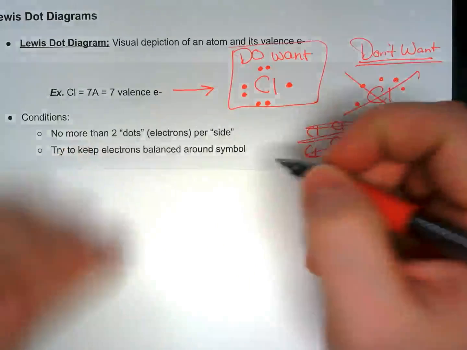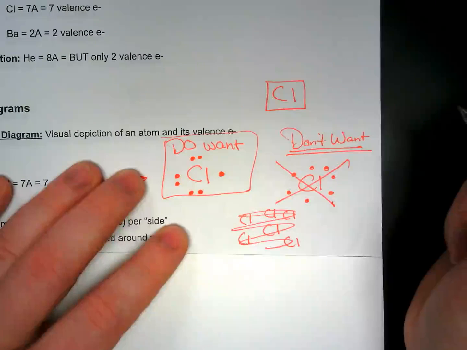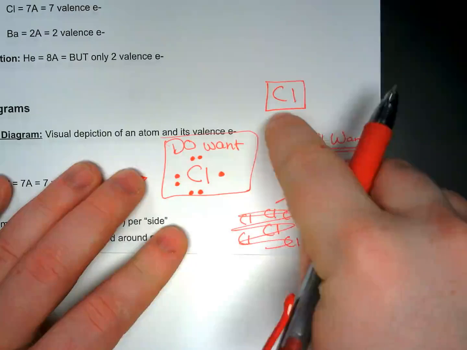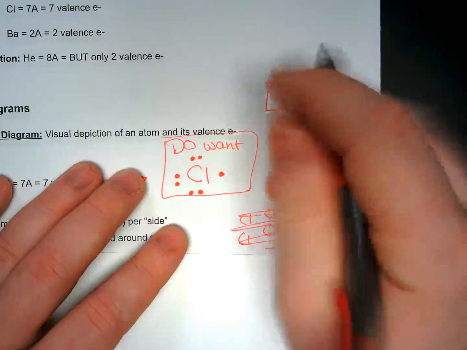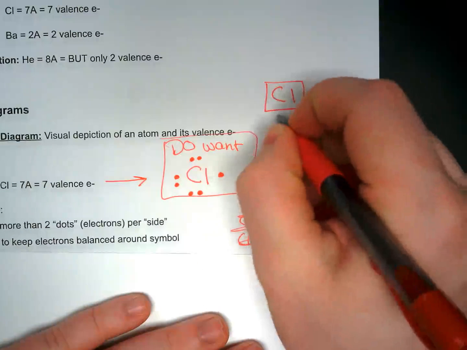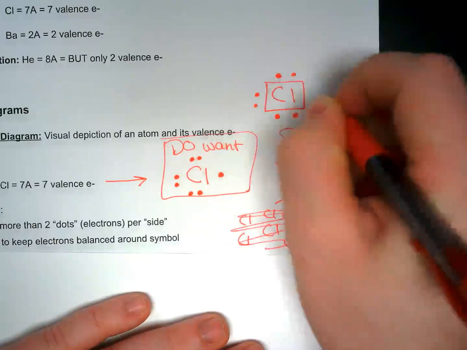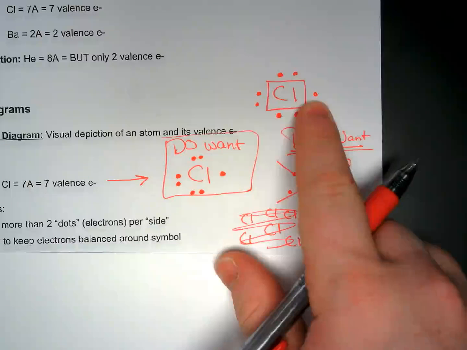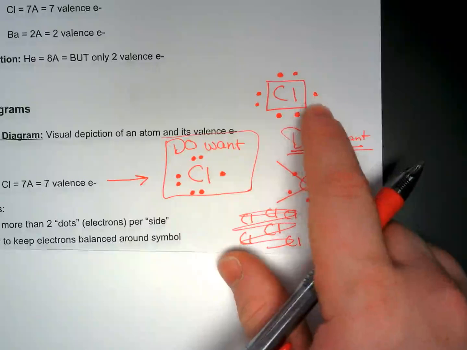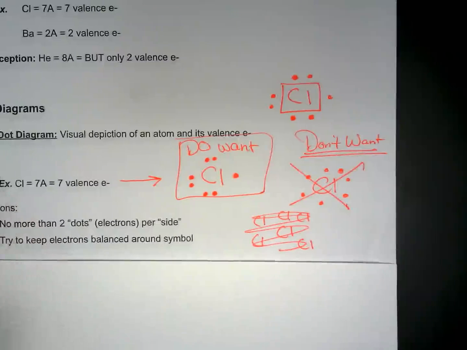So if you want to think of it another way, think of this. If I wasn't clear on how to place your dots, think that there's a box around your chemical symbol, and each face of your box is a side, and each side can hold no more than 2. Think of it in that way. Now, as far as who gets the single dot, which face gets the single dot, that's up to you. It really doesn't matter as of right now.